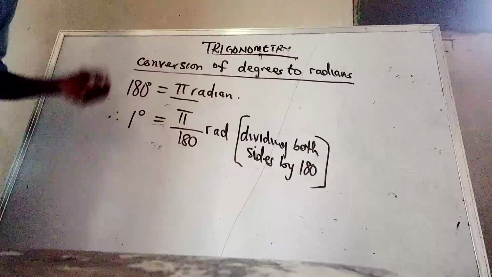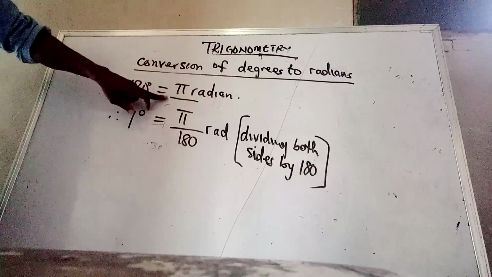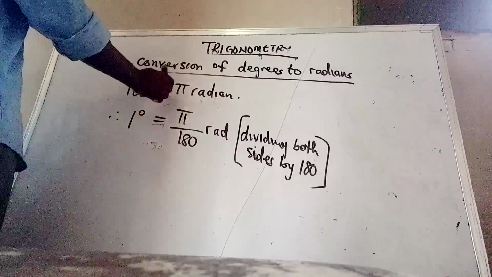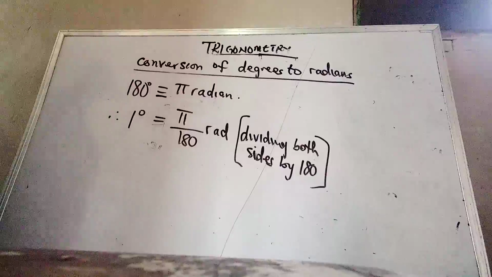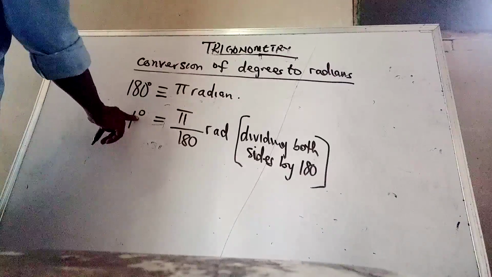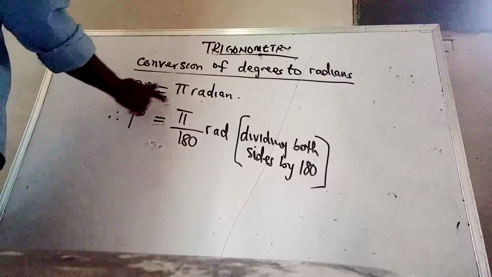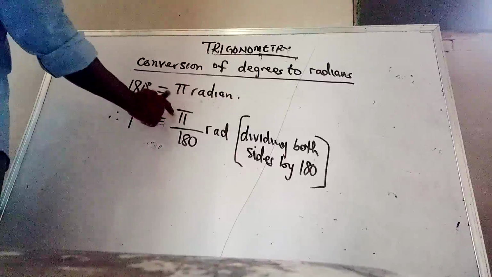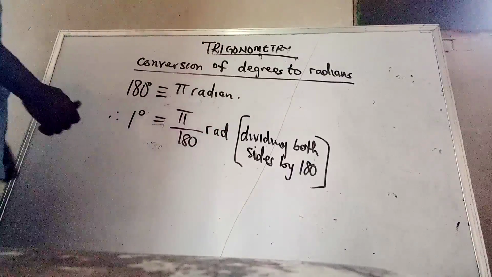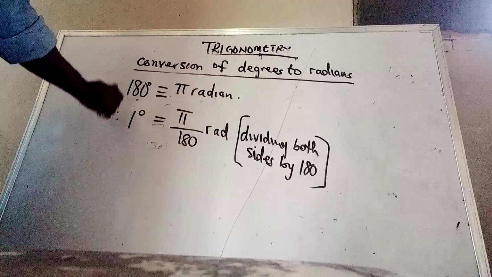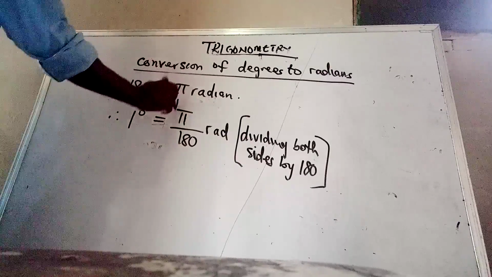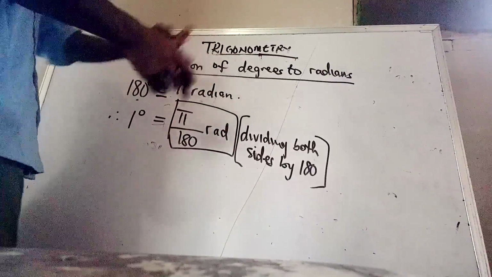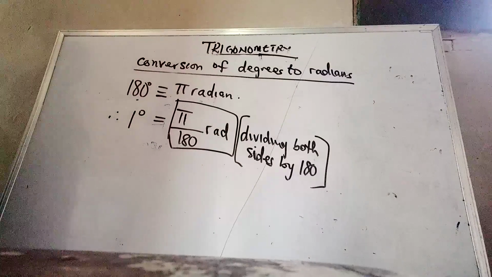So, number 1, you need to know that 180 degrees is equivalent to pi radian. So if I want to know what 1 degree will be in radian, I will just divide both sides by 180. And 1 degree will give me this, pi over 180 radian. So since this is a unit degree, it means that you can use this one to multiply any angle given in degree. Whatever you get will be in radian, as we are going to see now.